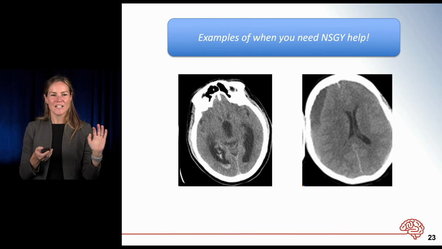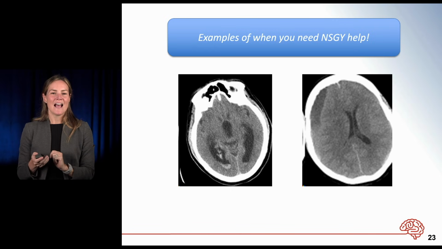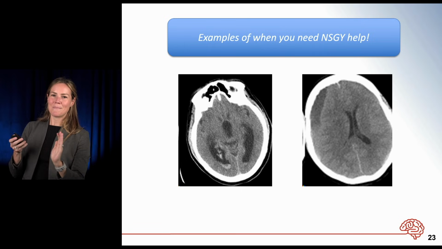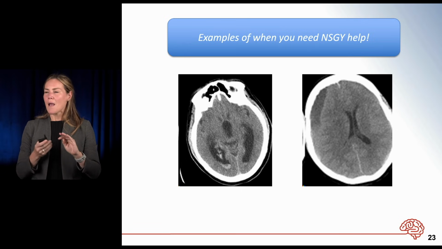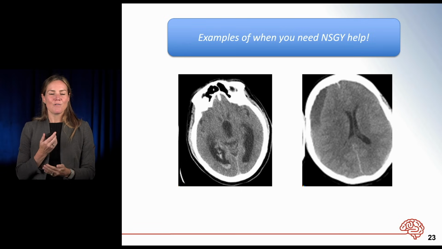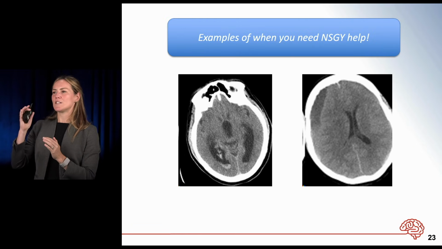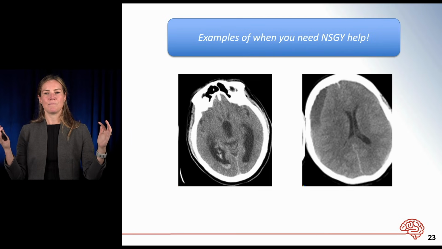So in the first example, we see obstructive hydrocephalus. In the second, we see a subdural hematoma causing midline shift, right? So I always tell people, look at the scan and first decide, is this a medical management problem, or is this a surgical management problem, or is it both?